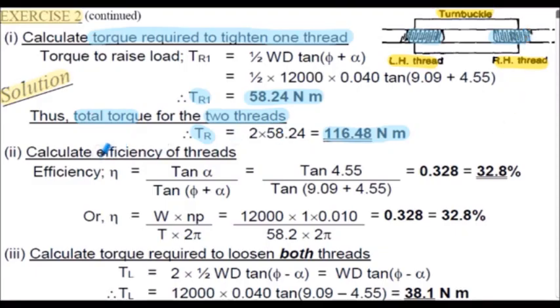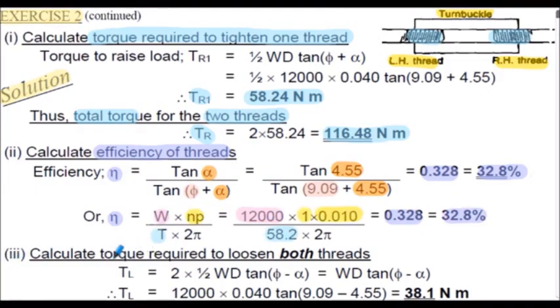Next, I've calculated the efficiency. I've actually used both formulae here. Efficiency in terms of the helix angle, the friction angle, calculated here in decimal and percentage. And of course we get exactly the same answer for efficiency if we use the W N P upon T multiplied by 2 pi equation and insert in the values for this equation.